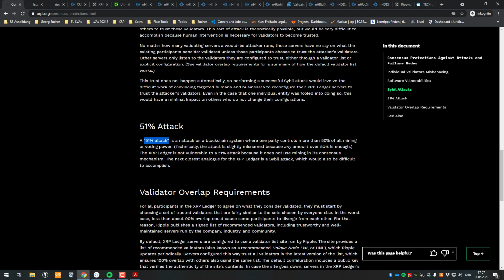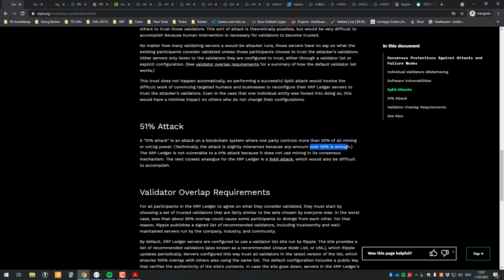It's an attack on a blockchain system where one party controls more than 50% of all mining or voting power. Technically, the attack is slightly misnamed because any amount over 50% is enough. The XRP Ledger is not vulnerable to a 51% attack because it does not use mining in its consensus mechanism.